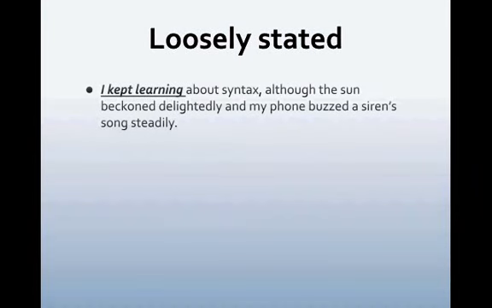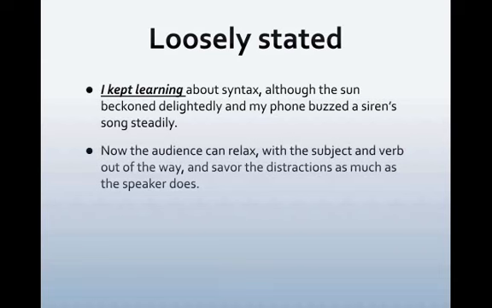If that sentence were reversed with the subject and verb at the beginning, the emphasis, of course, would be on all the enjoyable distractions that are being forsaken for knowledge. That style of sentence, which delivers the subject and verb early, is loose. Hear the difference. I kept learning about syntax, although the sun beckoned delightedly and my phone buzzed its siren song. Now the audience can relax with the subject and verb out of the way and savor the distractions. Stay with me now.